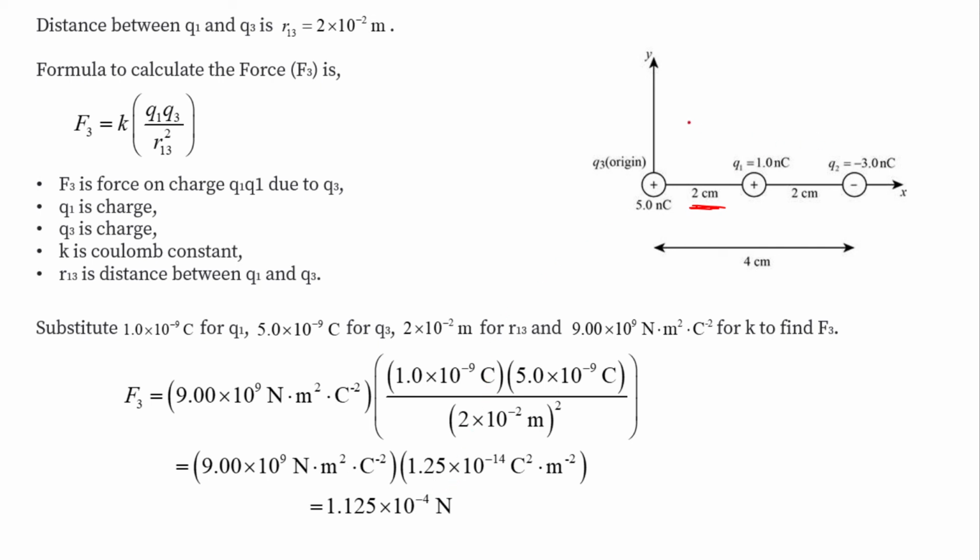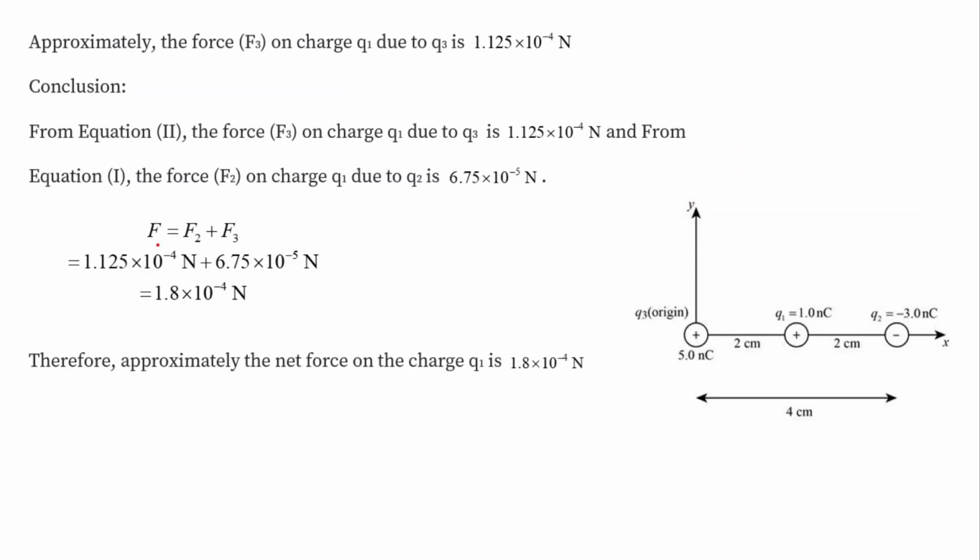Now we know the value of F3, we know the value of F2. As we add them, we can find the resultant force acting at this point on charge Q1. So we can write F equal to F2 plus F3, which is equal to 1.8 into 10 to the power minus 4 Newton. Hence we have found the approximate force on the charge Q1, which is equal to 1.8 into 10 to the power minus 4 Newton.